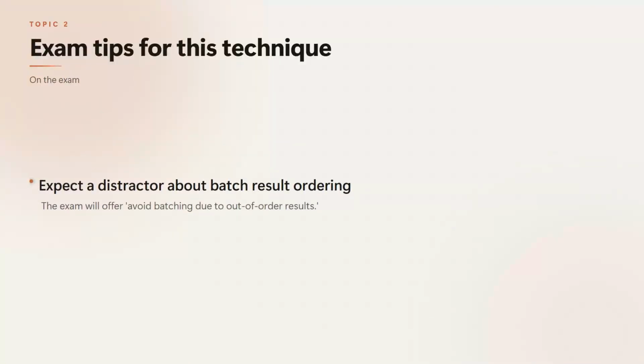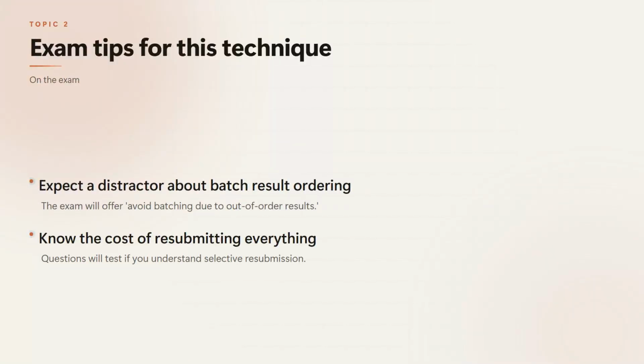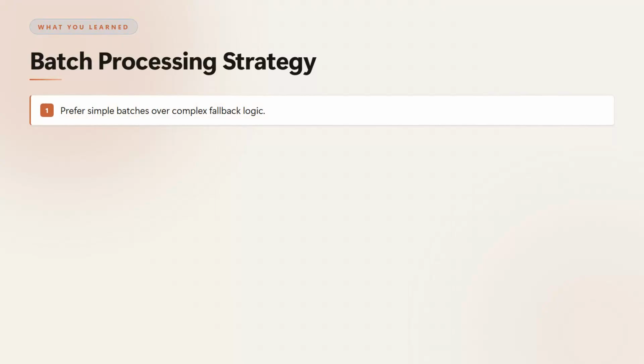In the exam, the most common trap is the statement that batch results come back out of order, so you should use real-time calls instead. That's wrong. Custom ID exists exactly to handle ordering. The test will also check whether you know to resubmit only failures, not the whole batch. This is testcraft. They want to see if you understand the operational cost of naive batching versus the efficiency of targeted failure handling. Let's lock in the key points.